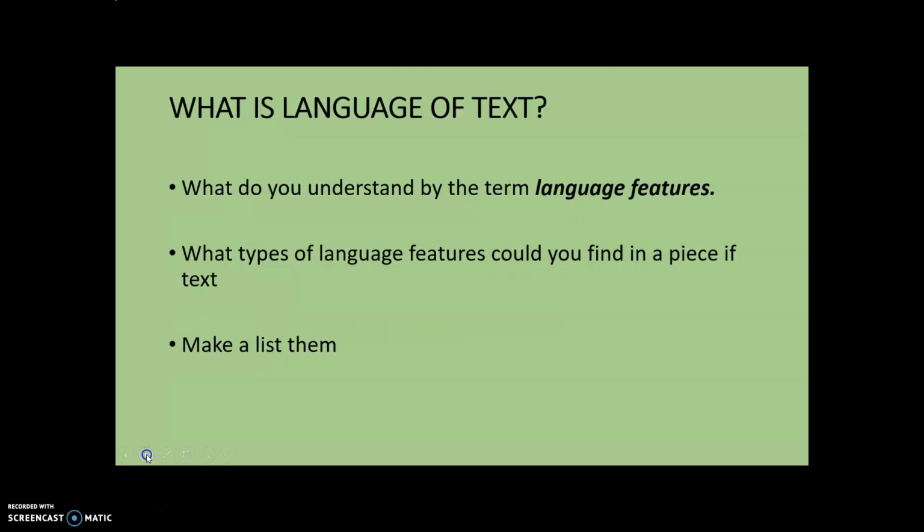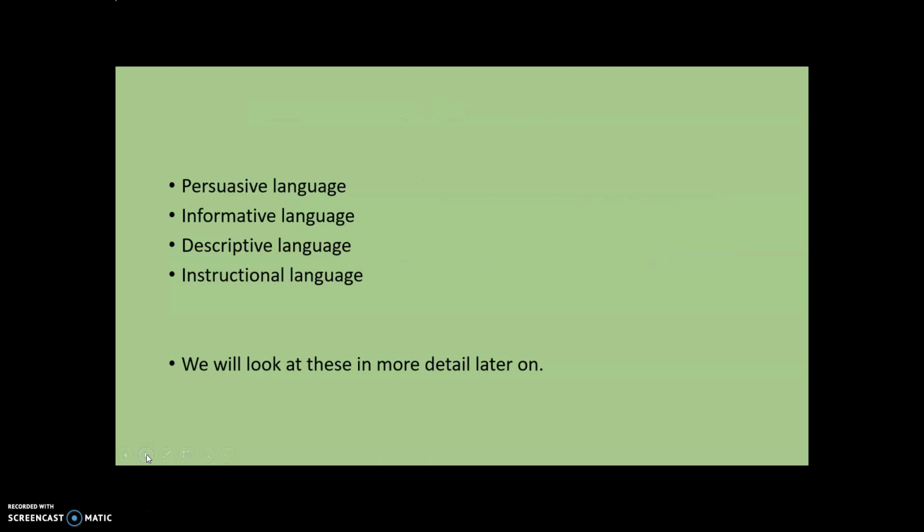So let's move on to what is the language of text. What do you understand by the term language features? What types of language features could you find in a piece of text? Make a list of them. So pause the video. Well, the type of language features would be persuasive language, informative language, descriptive language, and instructional. And we will look at these in more detail.